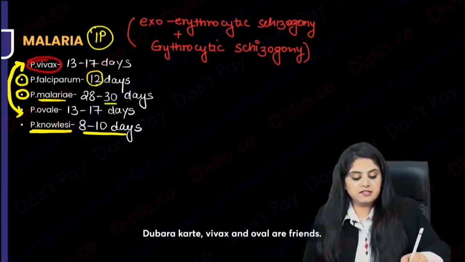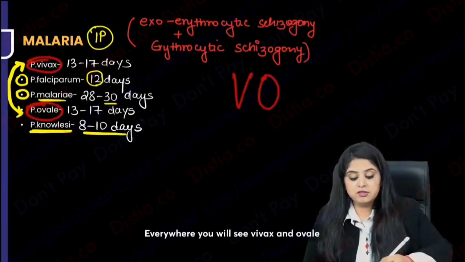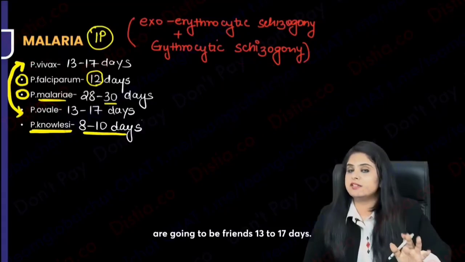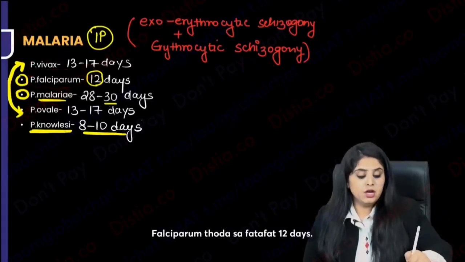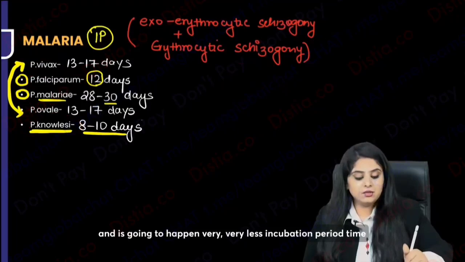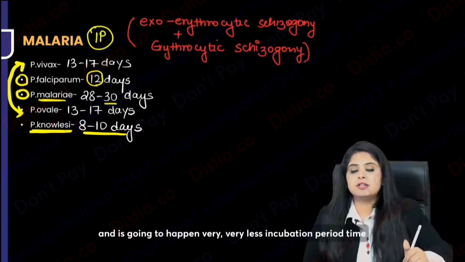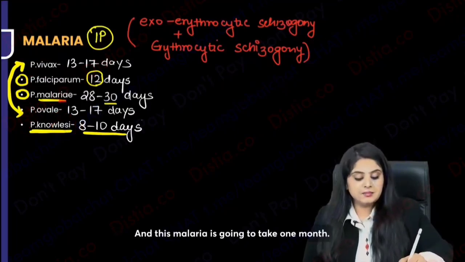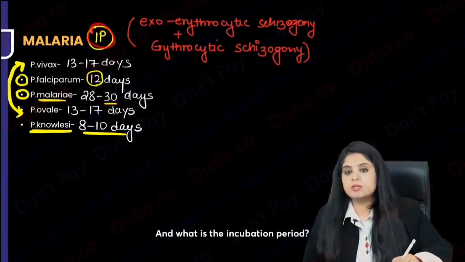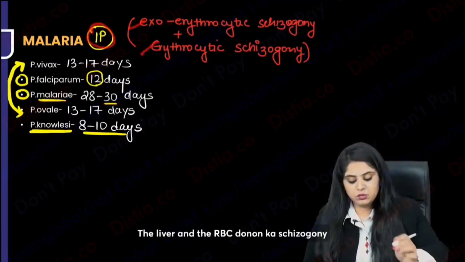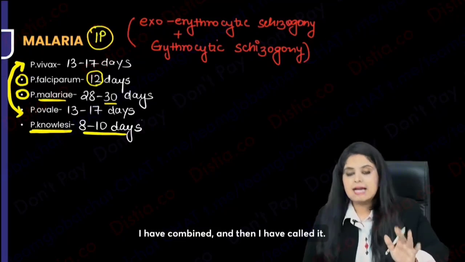Let's do it again. Vivax and ovale are friends. Everywhere you will see vivax and ovale are going to be friends: 13 to 17 days. Falciparum is a little faster, 12 days. Knowlesi knows it all and is going to have a very, very short incubation period, so 8 to 10 days. And this malariae is going to take 1 month, okay, 28 to 30 days. And what is the incubation period? The schizogony of both the liver and the RBC I have combined, and then I've called it that.